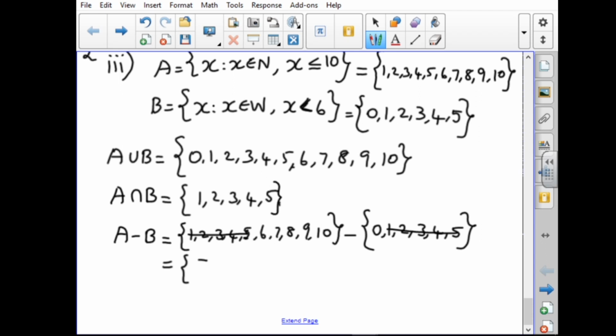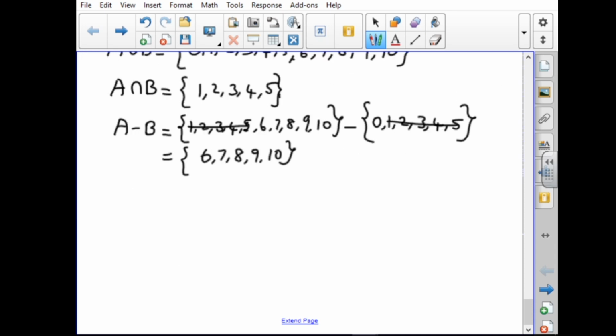Okay, so 6 7 8 9 10. Okay, this is a difference b. Then b difference a, that means b set is 0 1 2 3 4 5.